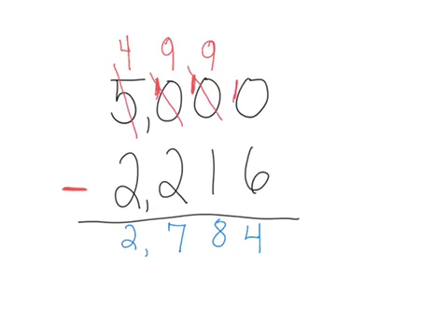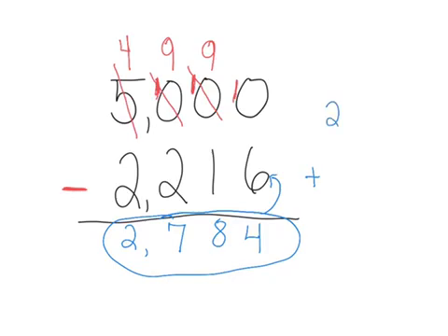And how do we check? We take our answer, we do the inverse operation, which is addition, and we add it to this number. So 2,784 plus 2,216, we get 10. Carry the 1.